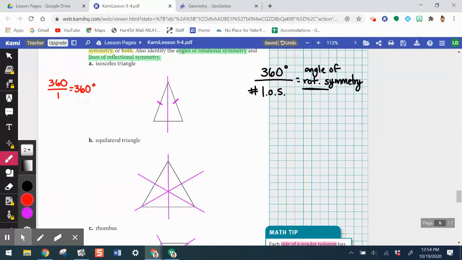So by getting this answer, I am suggesting that no, in fact, an isosceles triangle does not have rotational symmetry. It does have one line of reflectional symmetry, but no rotational symmetry. So let's see how we can, again, apply this formula to item B.